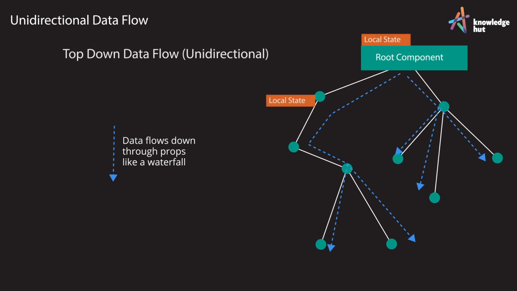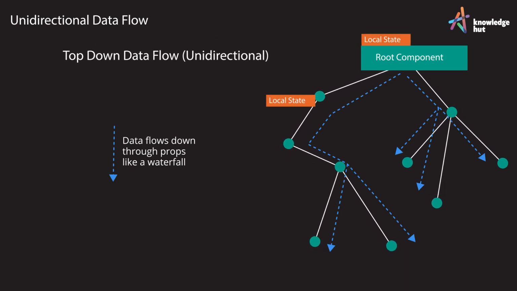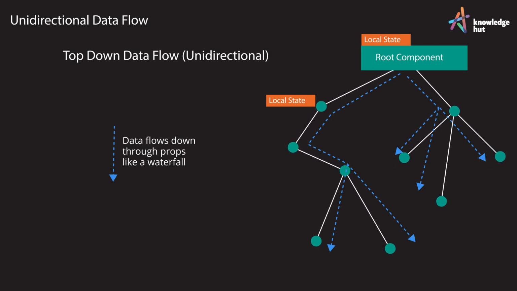This is one of the reasons why React implements a top-down data flow architecture where data is stored and originates at a parent level and flows down components using props.